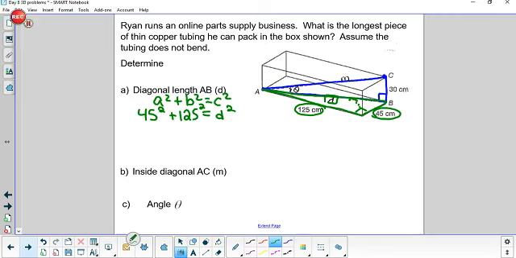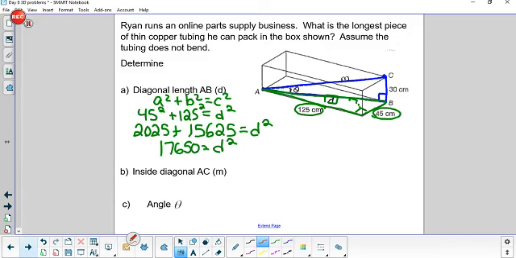45 squared means 45 times 45. That's 2,025. 125 squared means 125 times 125. That's 15,625. We add those two numbers together. We get 17,650 equals d squared. Inverse of a square is square root. So we square root both of these, and we get 132.8 is the measure of side d. So right here, 132.8.